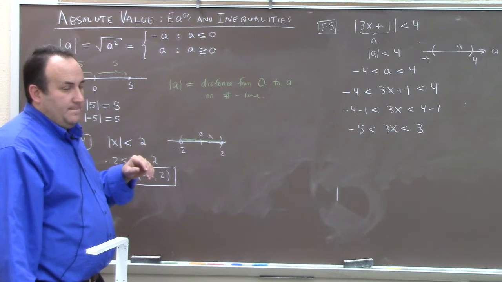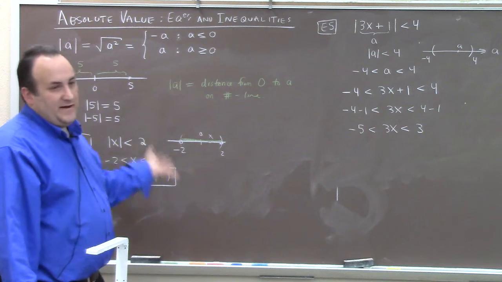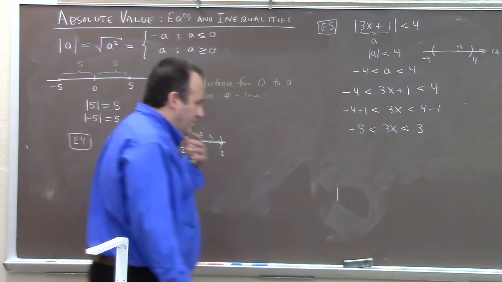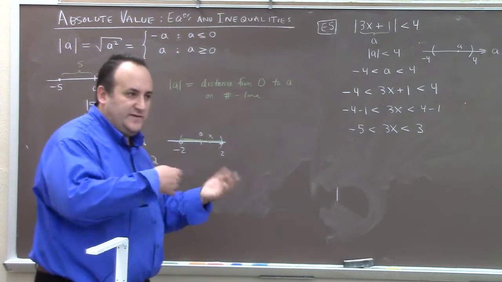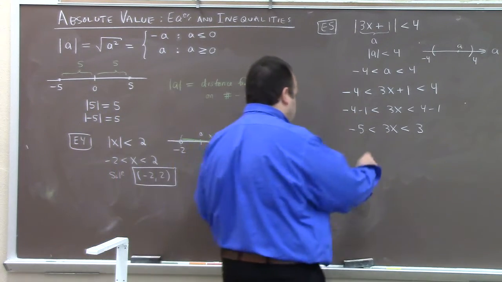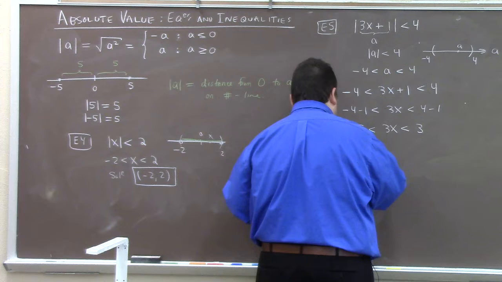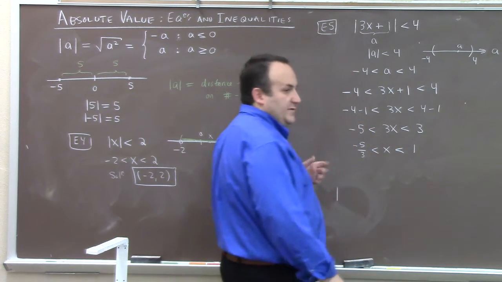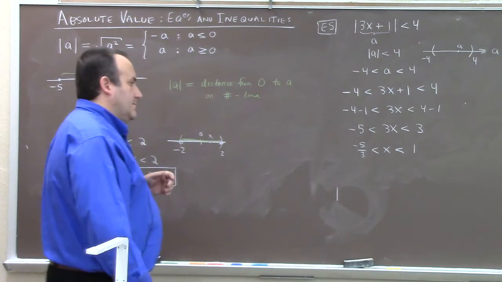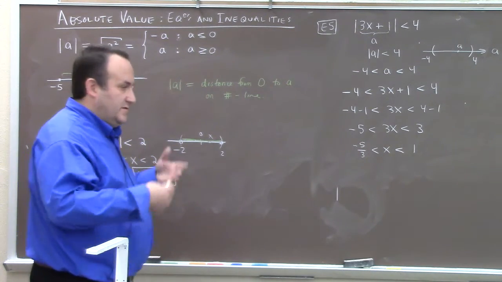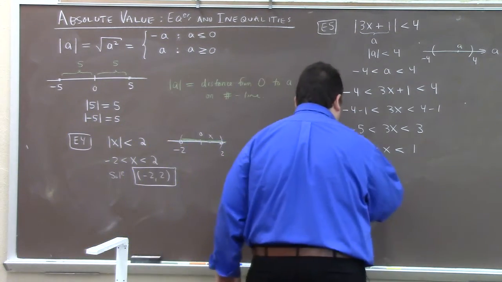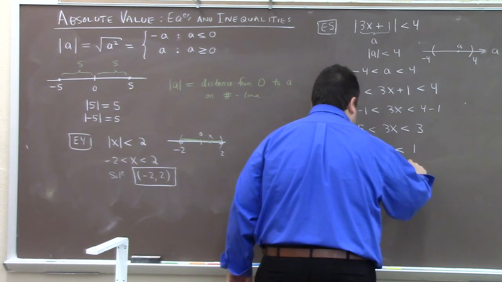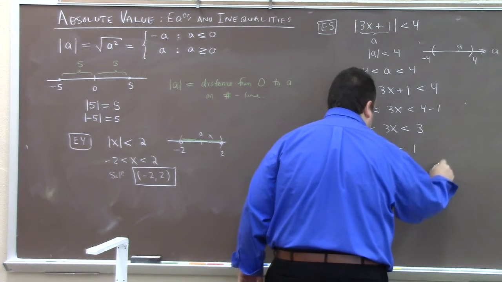All right. And then divide by 3. Dividing by a positive number, I don't switch the inequalities, right? So minus 5/3 less than x less than 1. 3 over 3 is 1. So what's the solution in interval notation? Minus 5/3 not included to 1 not included. There you go.